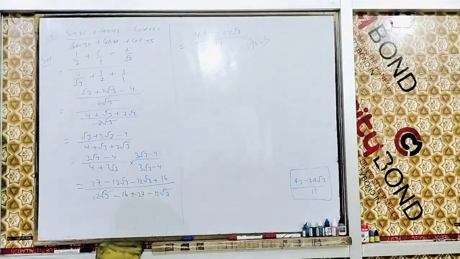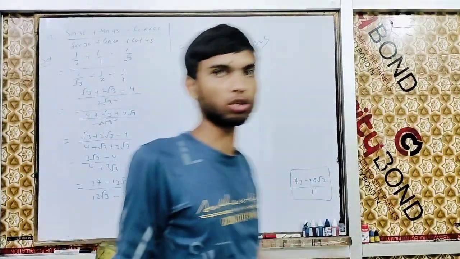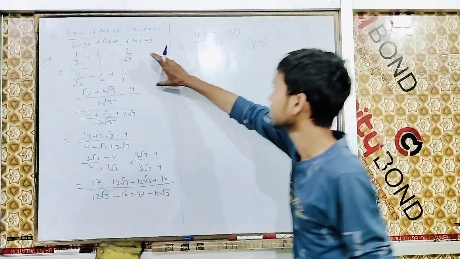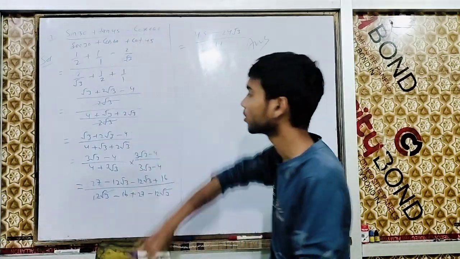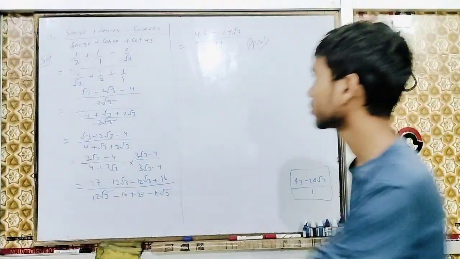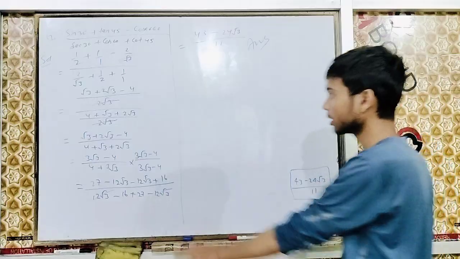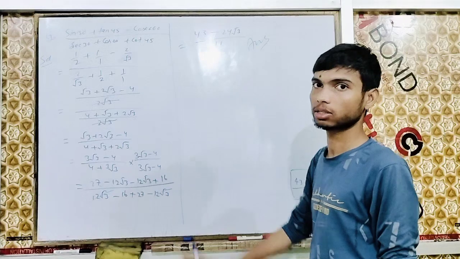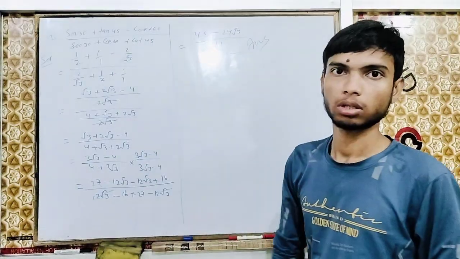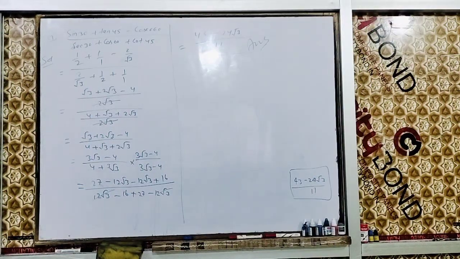Let's see what all things did we do. Here first of all we found the value of each trigonometric function that is given here. After finding the value of each trigonometric function, we substituted. Then after substituting, we simplified it. Then here we rationalized it. After rationalization, we got this much. That is the process of solving this type of question.